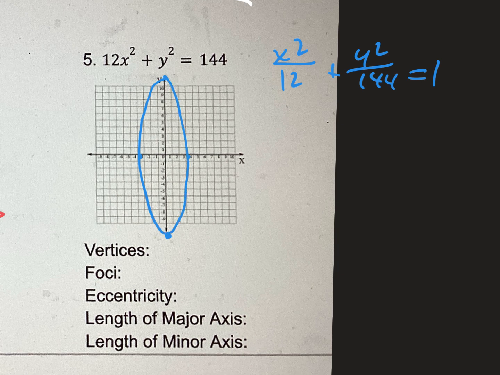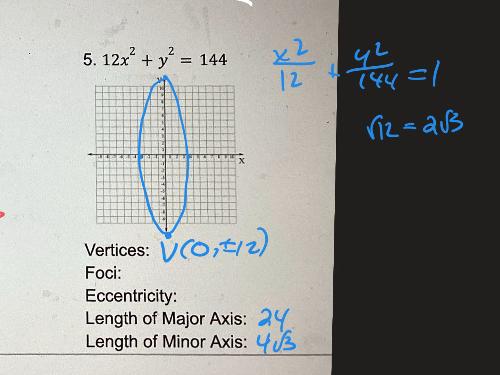Not too bad. Okay, where are my vertices? My vertices are on the major, and I went up and down 12. So it's 0, plus or minus 12. How big is the major axis? 24, because I went up 12 and down 12. How big is the minor axis? I went right, the square root of 12 is really 4 times 3, which is 2 root 3. So I went right 2 root 3 and left 2 root 3, which means I went 4 root 3.